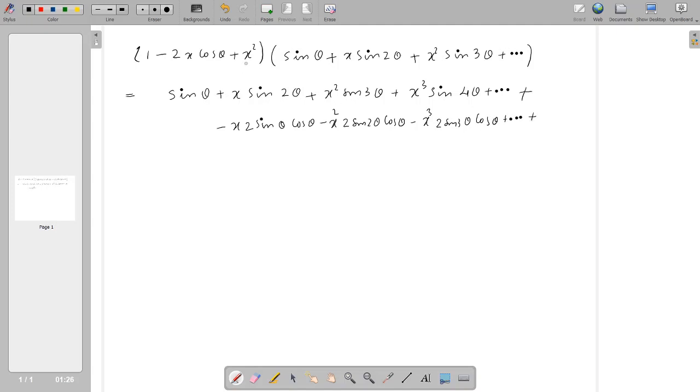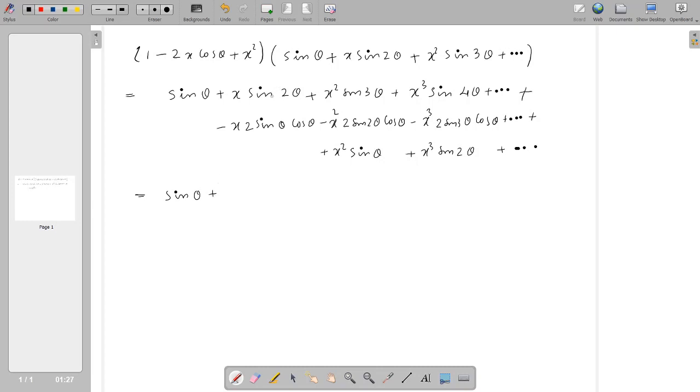Last, we have the product of x square times this bracket. So that starts from plus x square sine theta plus x cube sine 2 theta plus etc. So when we add all this, what will we get? The first term is sine theta itself.